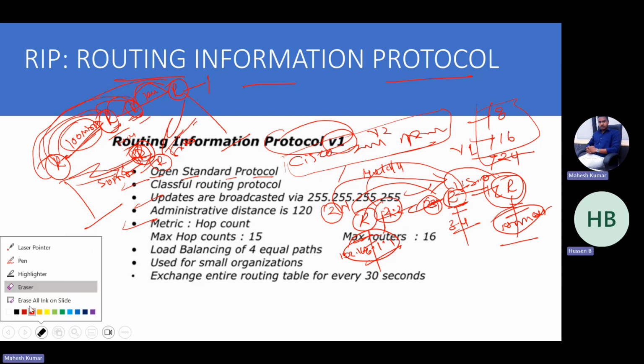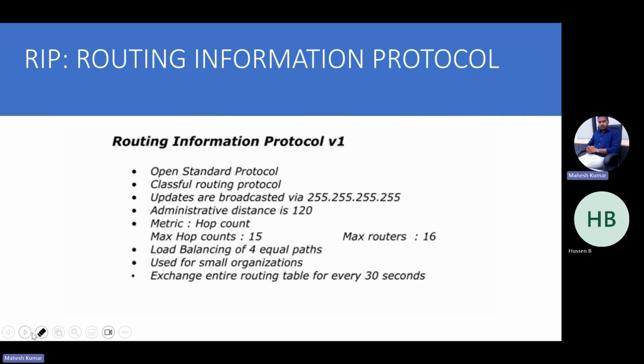Got it? Yes, sir. It should not consider the best path by higher bandwidth. It should always consider the best path where it finds the limited router crossing, the hop crossing. Maximum hop count is the metric. After that, maximum hop count, overall we can say routing.